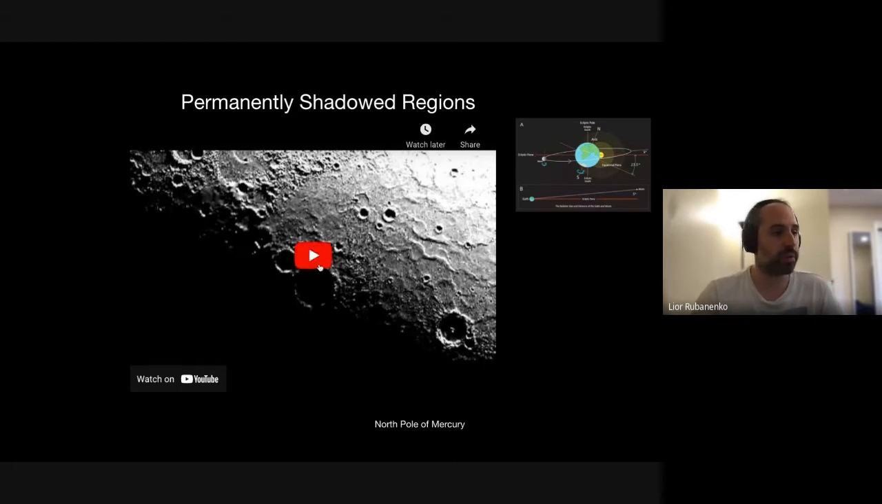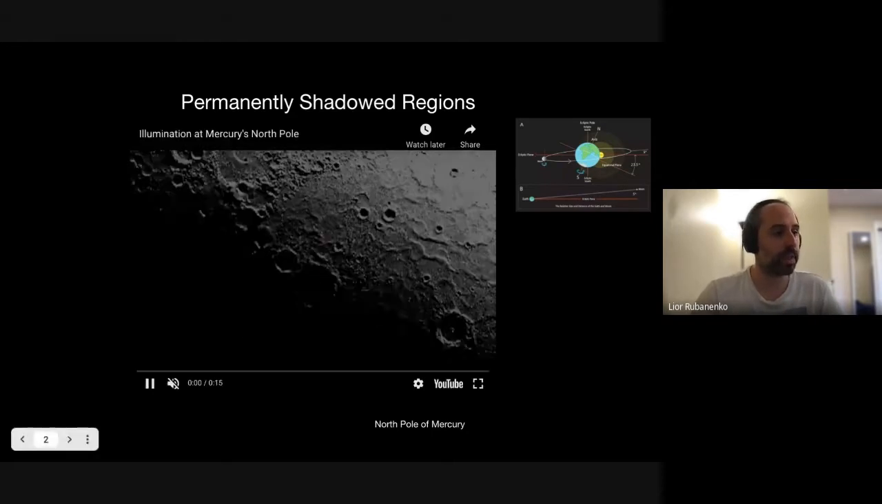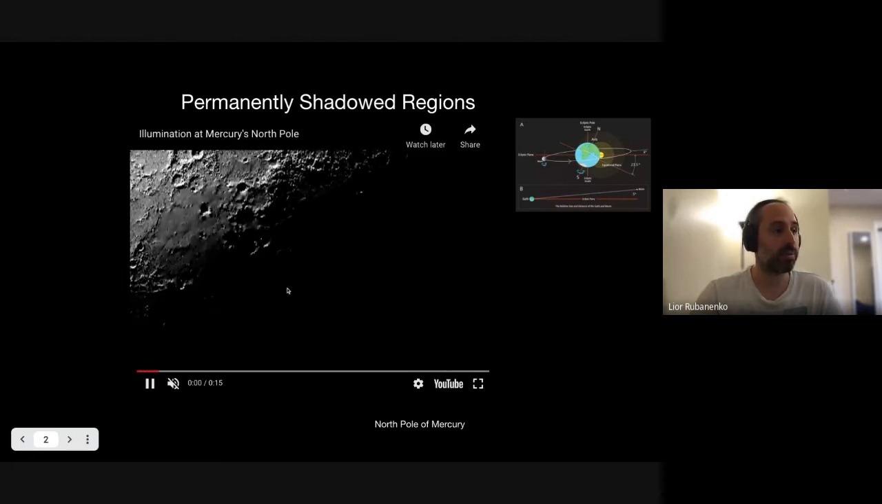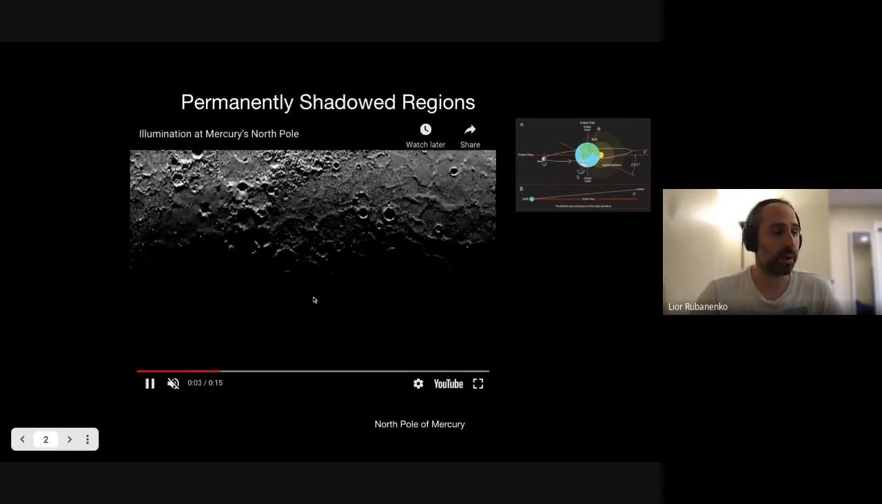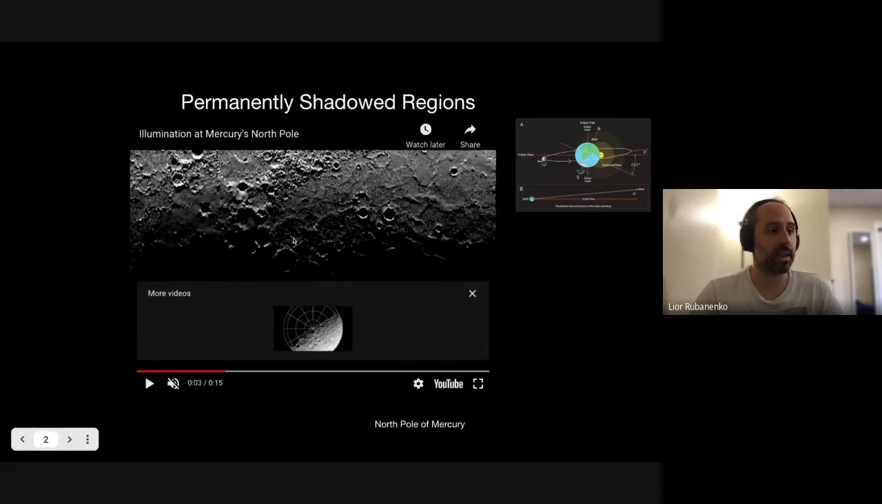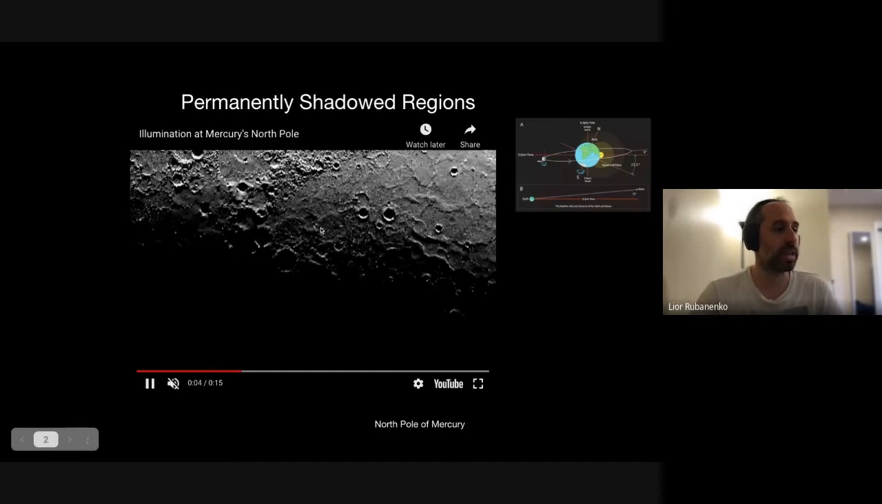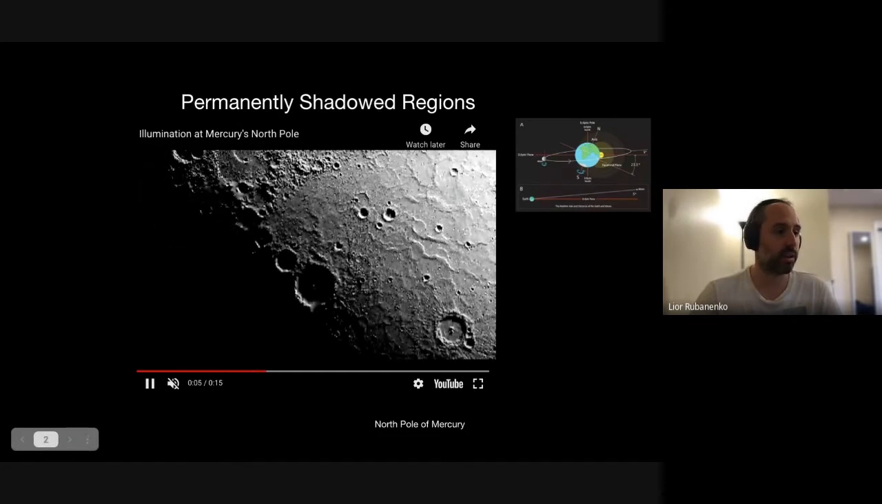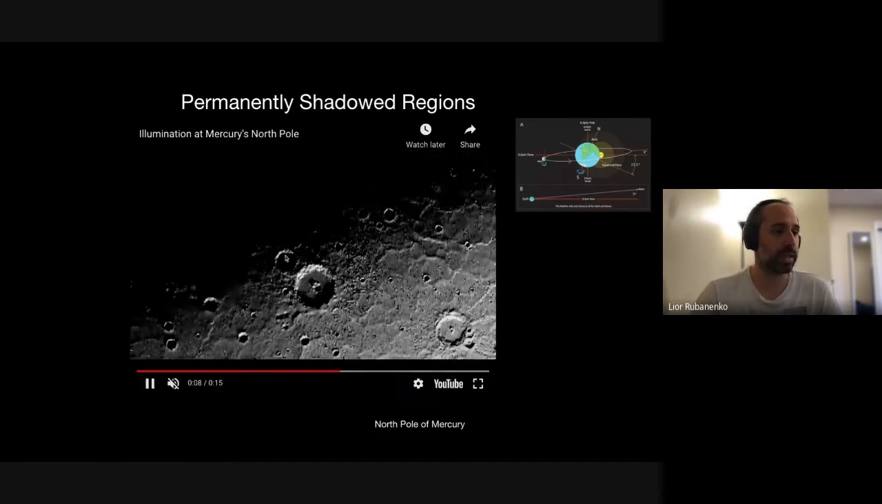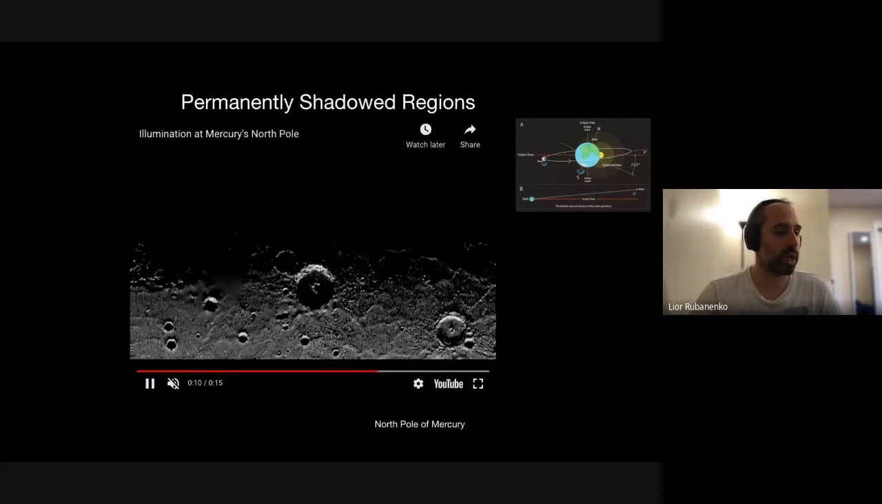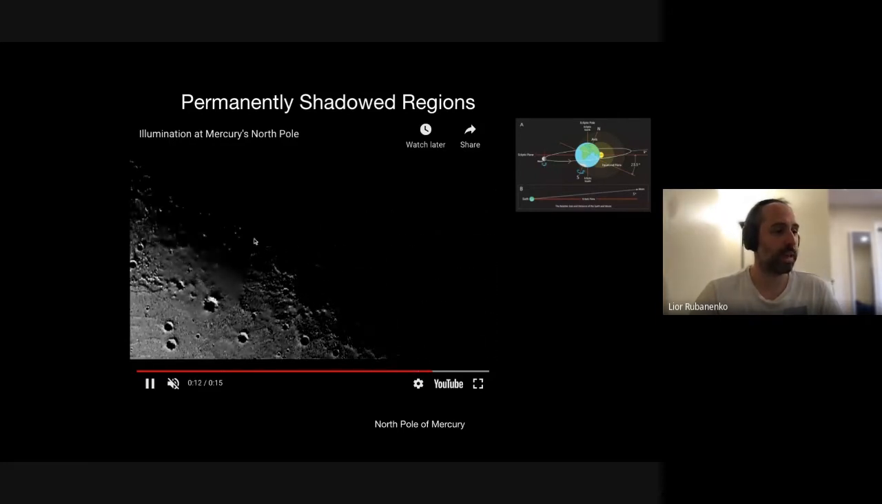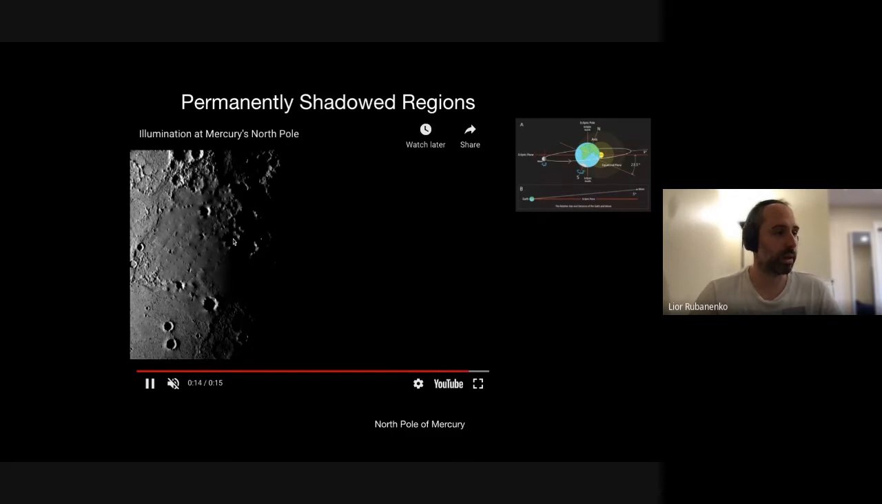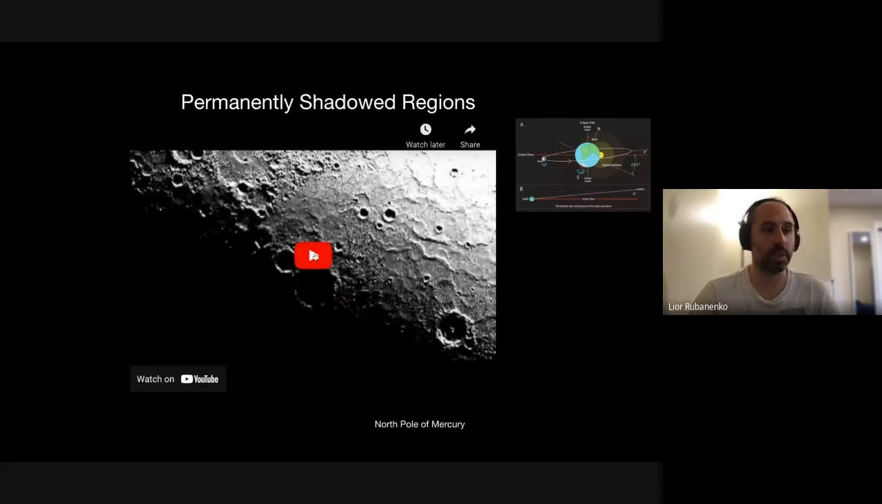What I show in this video here is how the North Pole of Mercury looks as the sun goes around the pole from this frame of reference. It casts light on the walls of those craters, but as you can see, the floors of some of those craters remain in total darkness throughout the year. And this is the result of an illumination model, not of photographs.